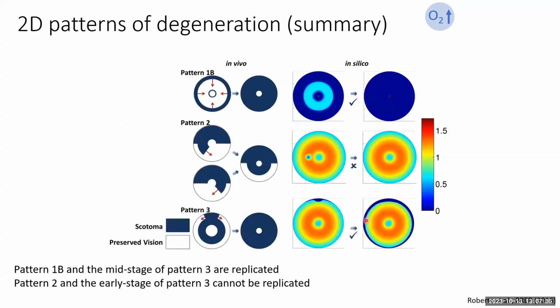Just to summarize, comparing the in vivo patterns we see in humans with the in silico patterns from my simulations, we've found that under the oxygen toxicity hypothesis, we can recapitulate pattern 1B. We can also recapitulate the last stage of pattern 3, where you have degeneration spreading around the periphery. But what we're not able to reproduce are patterns of the early stage of pattern 3, or generally pattern 2, where there's a preferential loss of mid-peripheral photoreceptors.